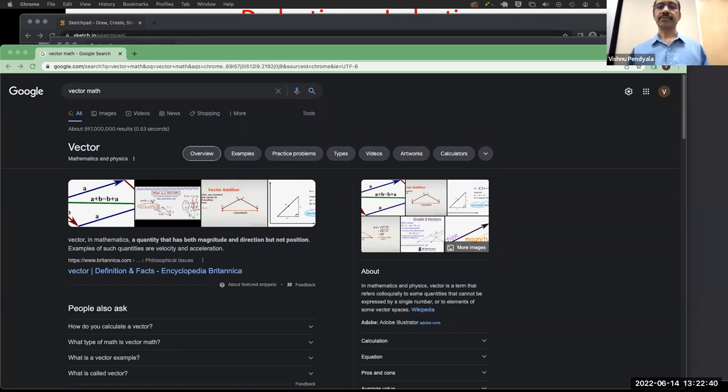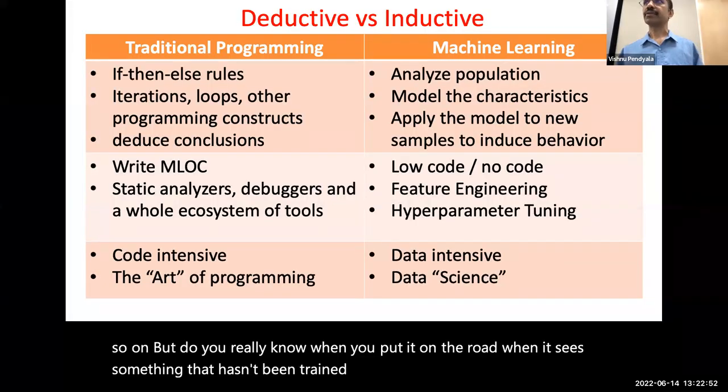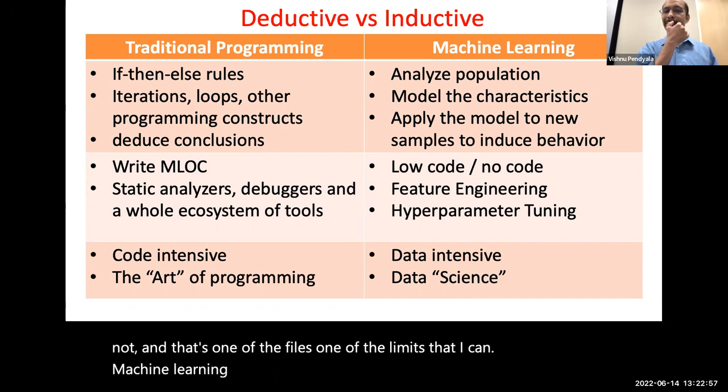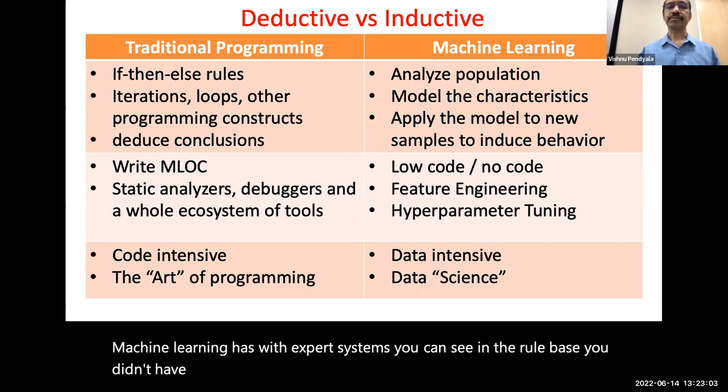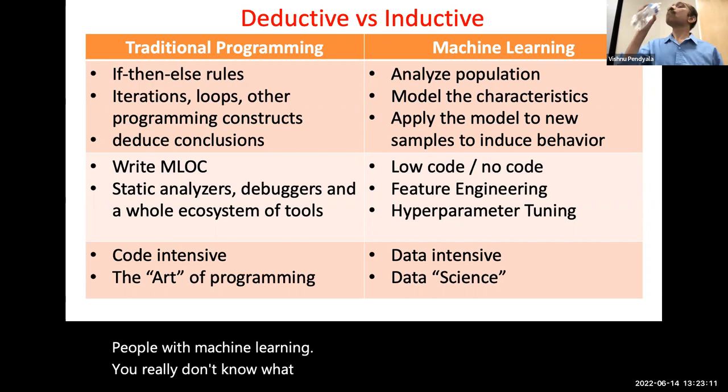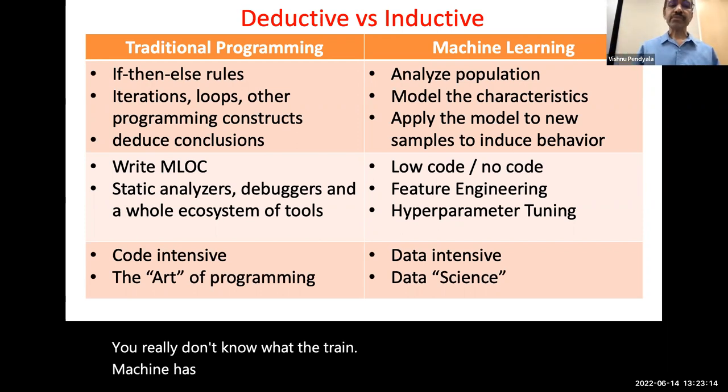So for instance, you could train a self-driving car to avoid cats, dogs, horses, and so on, but do you really know when you put it on the road, when it sees something that it hasn't been trained on, does it notice that? And that's one of the limits that I think machine learning has. With expert systems, you can see in the rule base, yeah, you didn't have a rule that said stop if you see this type of animal. But with machine learning, you really don't know what the trained machine can learn. It's just like a child. You try to train the child, but yet, are you really sure it knows everything?